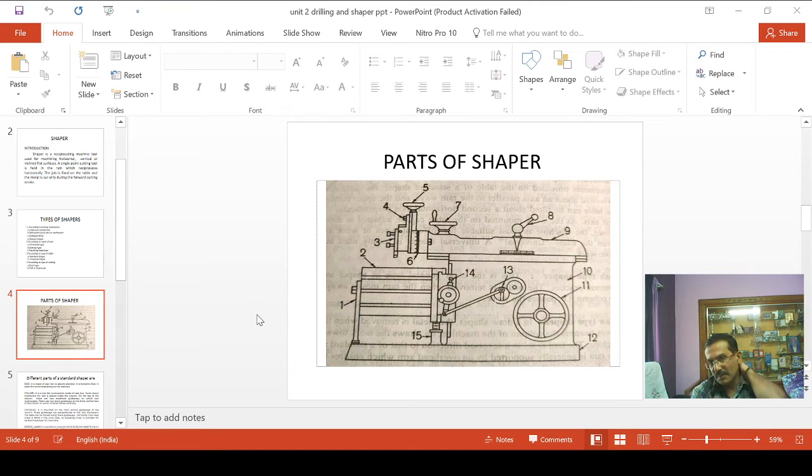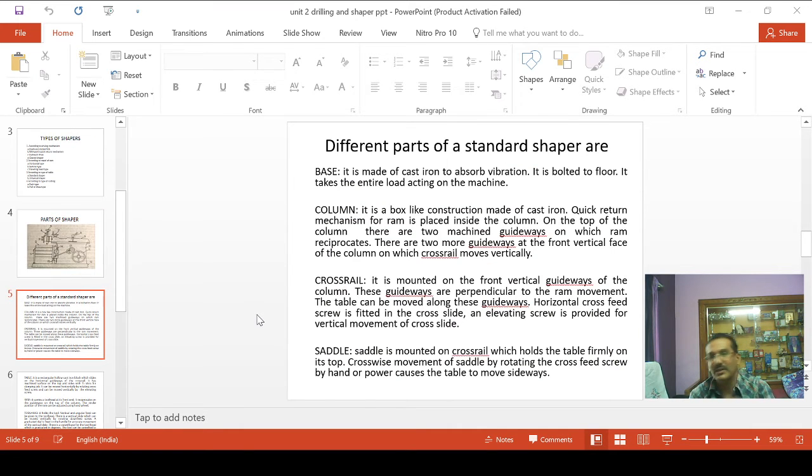Next part is parts of a shaper. The figure shows the standard shaper, and it consists of a vertical column. The main parts are the column, base, driving mechanisms, ram, handle, tool head, clapper box, table and supporting clapper box screws. Depending upon their arrangements, the elevating screw can be moved. These are the fundamental parts of a shaper.